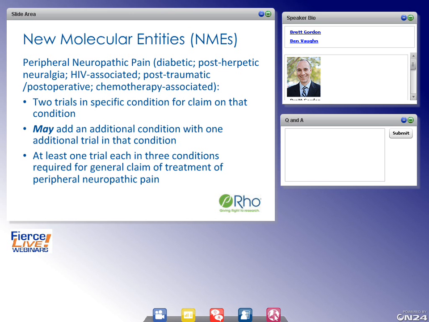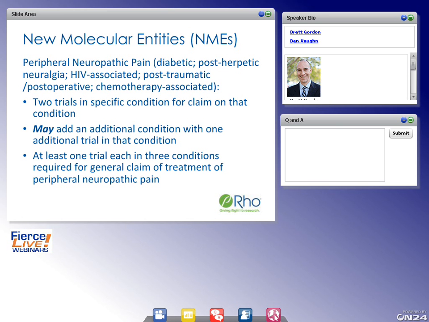Just as an example, I started looking through FDA's approvals database just to see what products are out there that might have some of the more generalizable indications. So far, I was unable to find anything that had a general peripheral neuropathic pain indication, although Lyrica or pregabalin comes fairly close. They were approved for painful diabetic neuropathy and then a second condition of postherpetic neuralgia. But again, they would still need a third condition in order to get that more generalizable label.